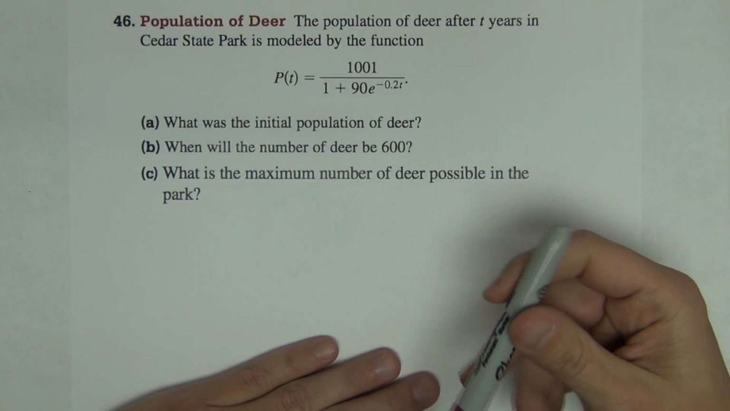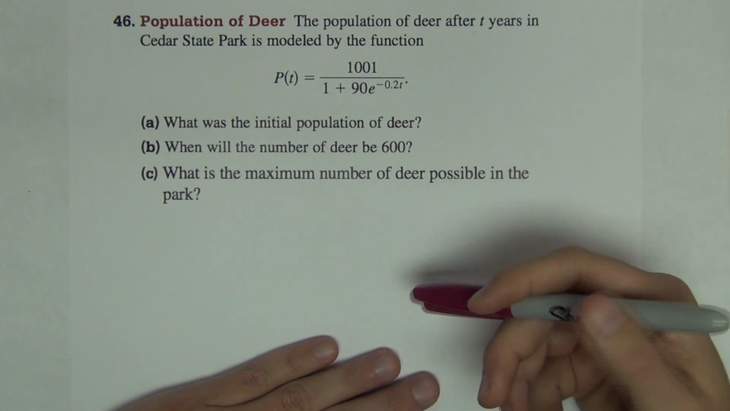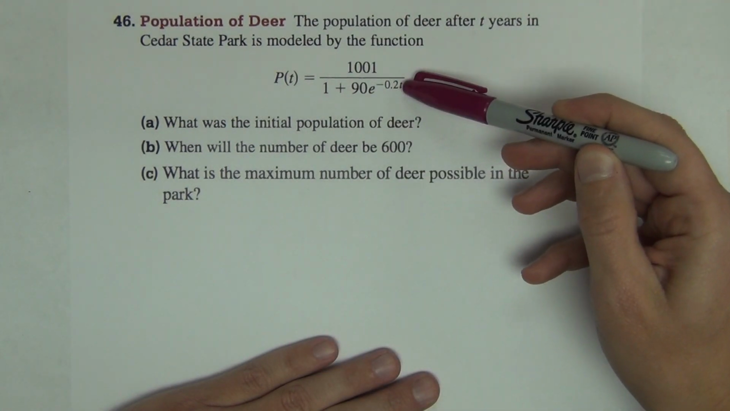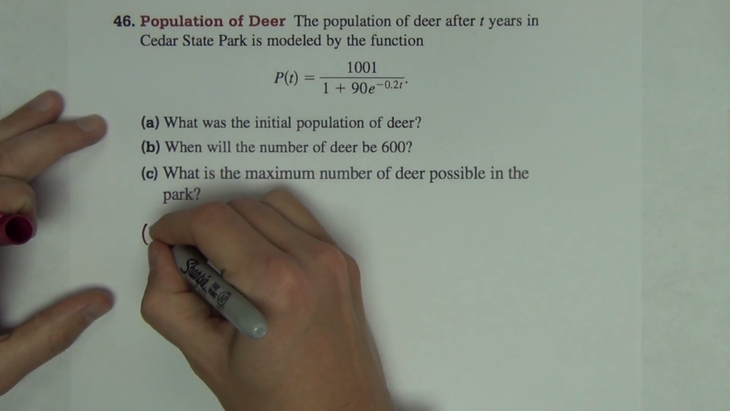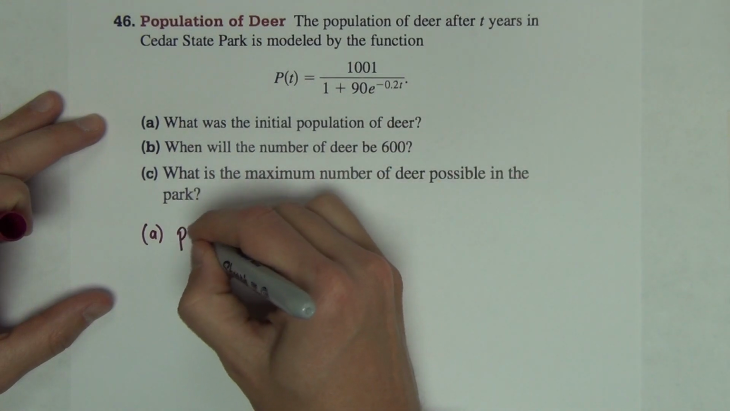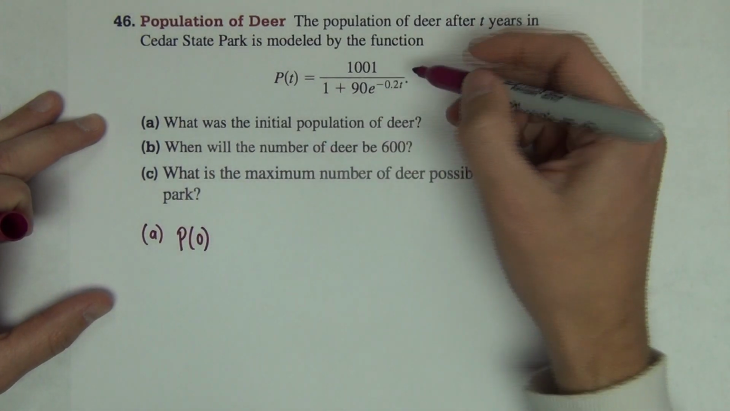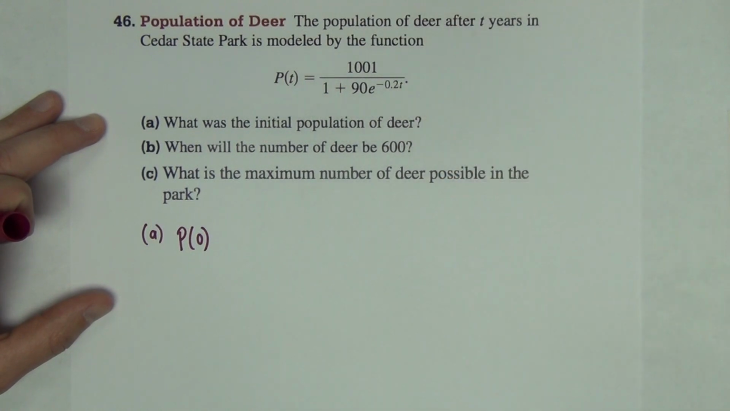Okay, one more problem. This one says the population of deer after t years in Cedar State Park is modeled by the function here. Question A, what was the initial population of deer? So the initial population of deer happens when time begins, so we want to find P of 0. We're going to simply put 0 in for the t in the function. And if I do that, now I'm kind of cheating. I don't really need to use the calculator, and I'll tell you why here.